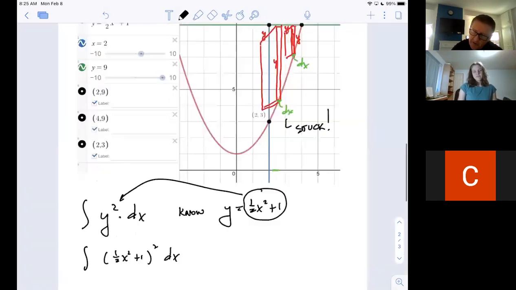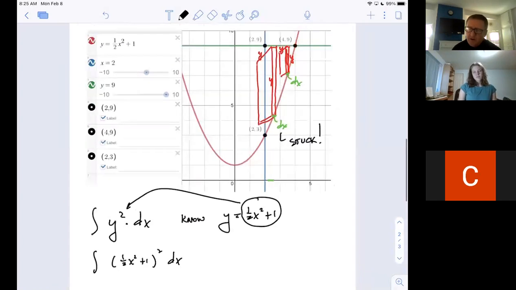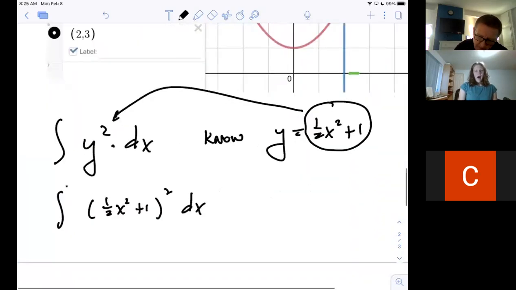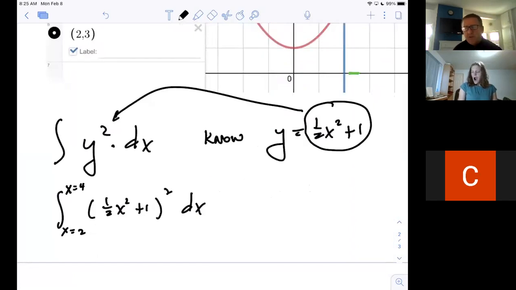Notice, because I'm working in x's, where does this stack of boxes live? From 2 to 4? Yeah, 2 to 4. And again, you don't need to write this, but it's kind of a good practice to get into, maybe especially in this section where it gets a little confusing. Just remind yourself, hey, these are x's. So now I have an integral, and so I can kind of forget about the picture and just answer the question. Do you think I'm going to get the same answer I got before?